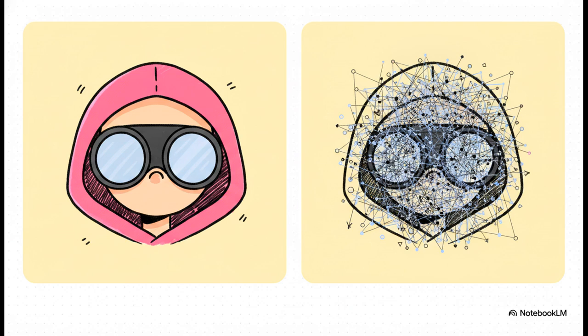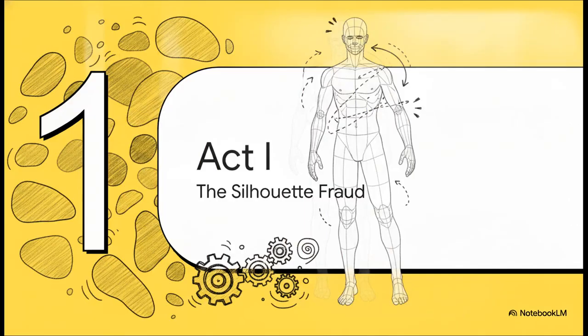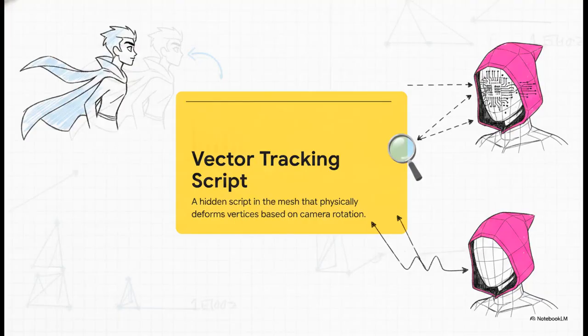Every single second Ava is on screen, her 3D model is actively breaking the laws of physics and distorting geometry right in plain sight. It's a literal masterclass in visual deception, using tricks that you look at constantly, but never actually notice. So, how on earth are they pulling this off? Well, that brings us right to Act 1, the perfect silhouette fraud. Let's explore this first trick.